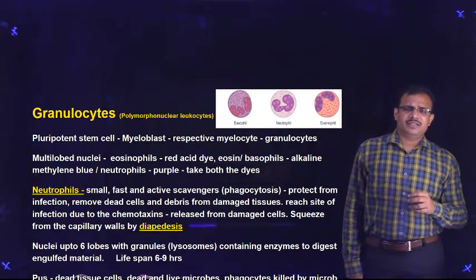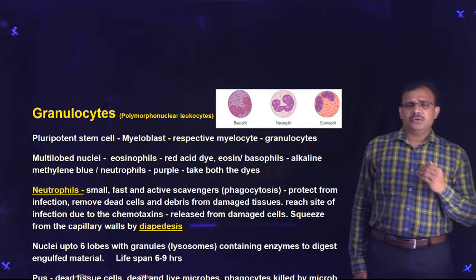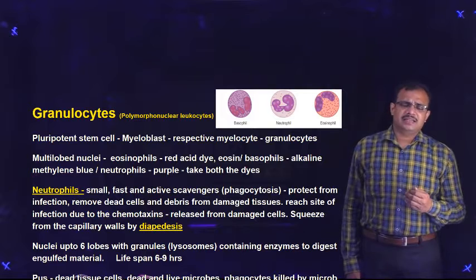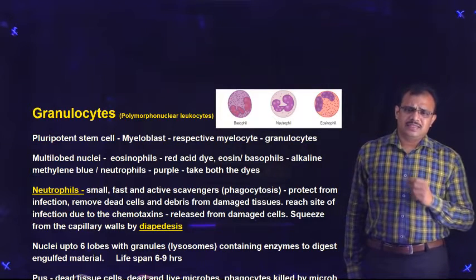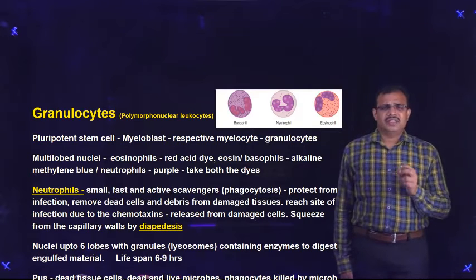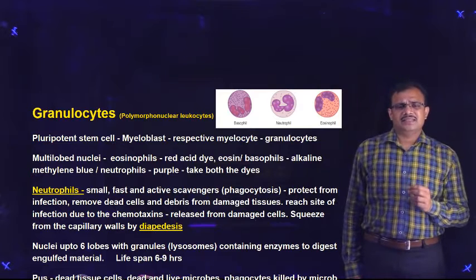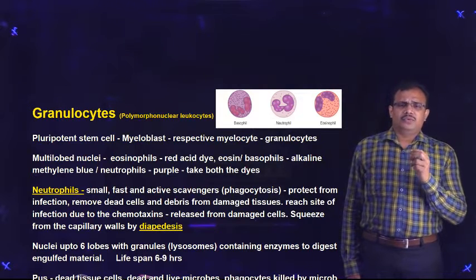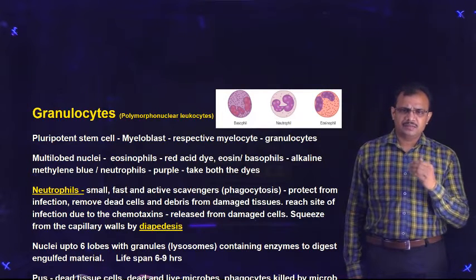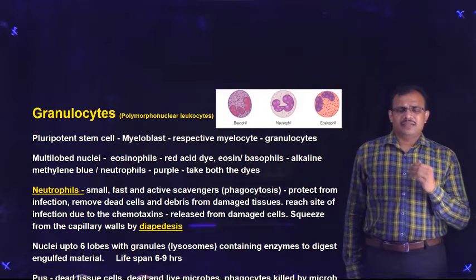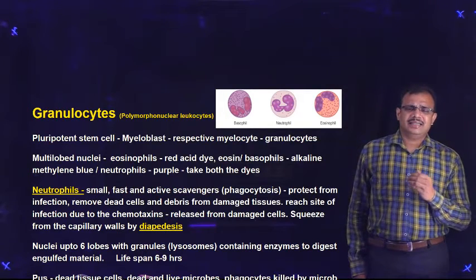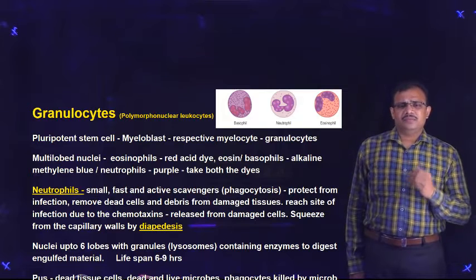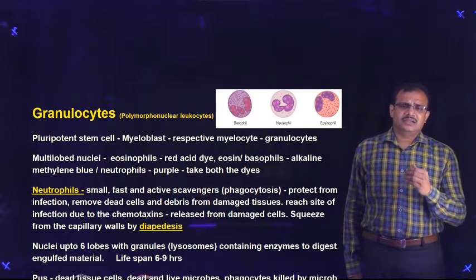So here we use different types of stains such as eosin, which is also called the red acid dye, and which is taken up by the eosinophils and gives red color to those cells, and hence these cells which take up this red acid dye or eosin are called eosinophils, whereas basophils take up the blue dye which is also called methylene blue, and hence these are called basophils, and this methylene blue is alkaline in nature, whereas the neutrophils take up both acidic dye and basic dye, and they appear in purple color, and hence these are called neutrophils.